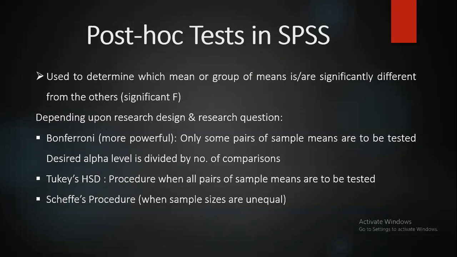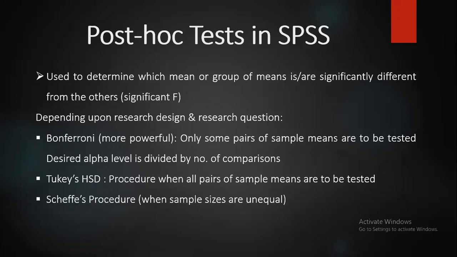Now what does this post hoc test do? It is used to determine which mean or group of means significantly differ, which has significant F. Means the post hoc test will be giving you that in which of the pairs there is any significant change, or what we can determine the mean for that. Now we can compare the metro 1 with the metro 2 and metro 3.